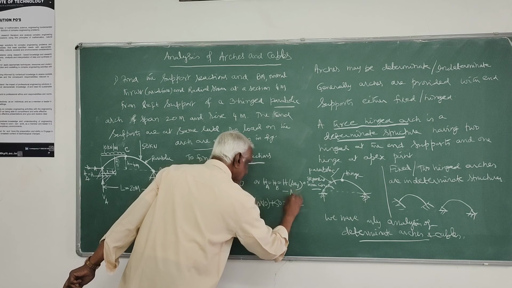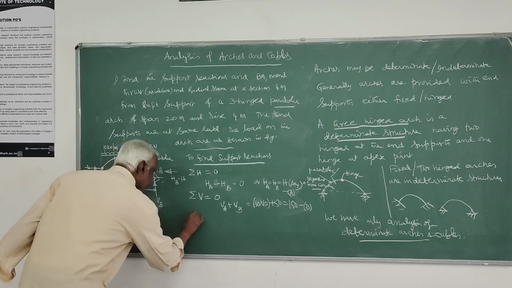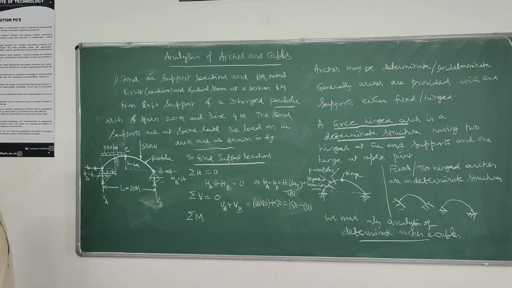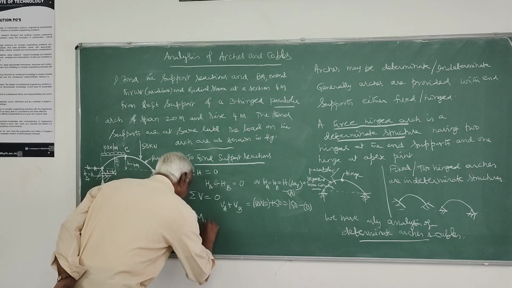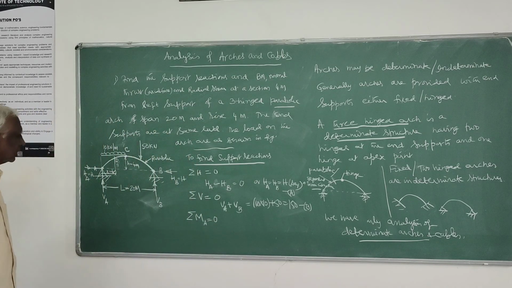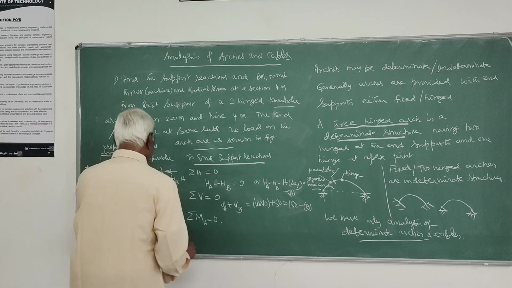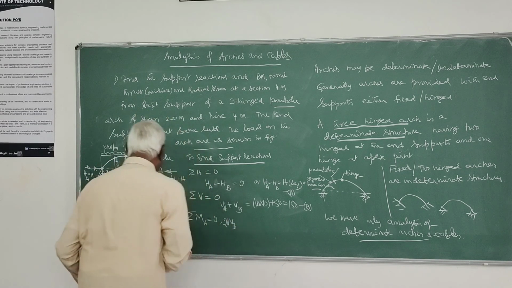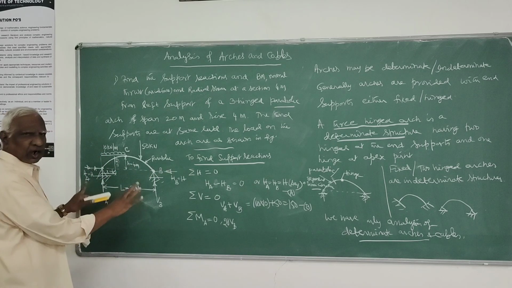So this is your A, this is B. Next, you take moment about any one of the supports, either left support or right support, and you will get the equation. So I will take MA equals 0. You take moment of all the forces about A. Then you will get 20 VB, which is in the anti-clockwise direction. H and VA will not give any moment.